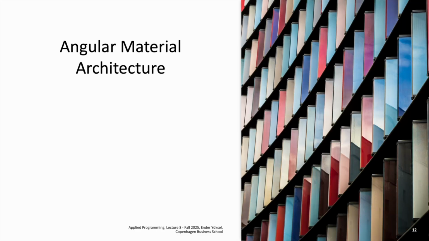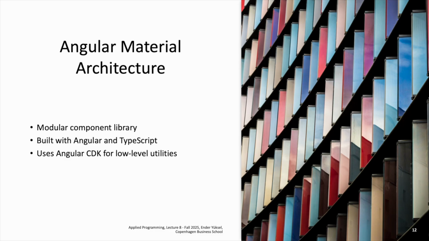Angular Material Architecture. This is a modular component library. Angular Material is built on top of Angular and TypeScript. It uses Angular CDK for foundational tools like accessibility, layout, and overlays. The architecture is modular, meaning you only import the components you need, which improves performance. It also supports theming through SCSS mixins, allowing for deep customizations.